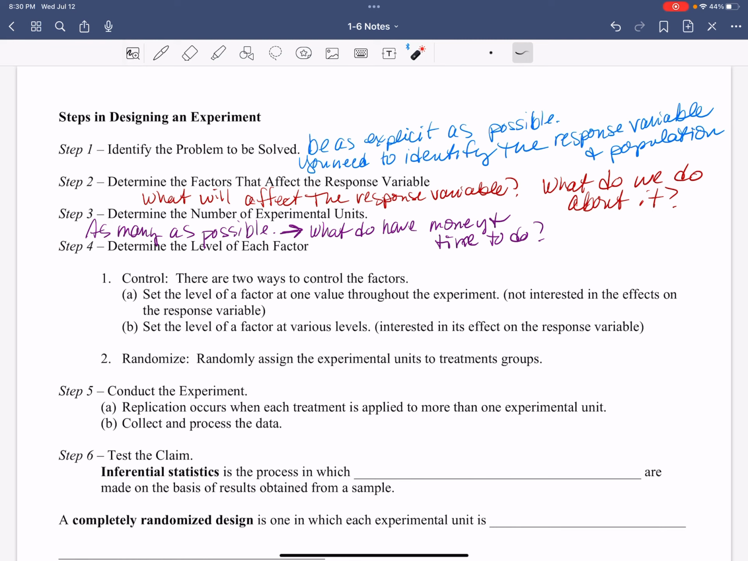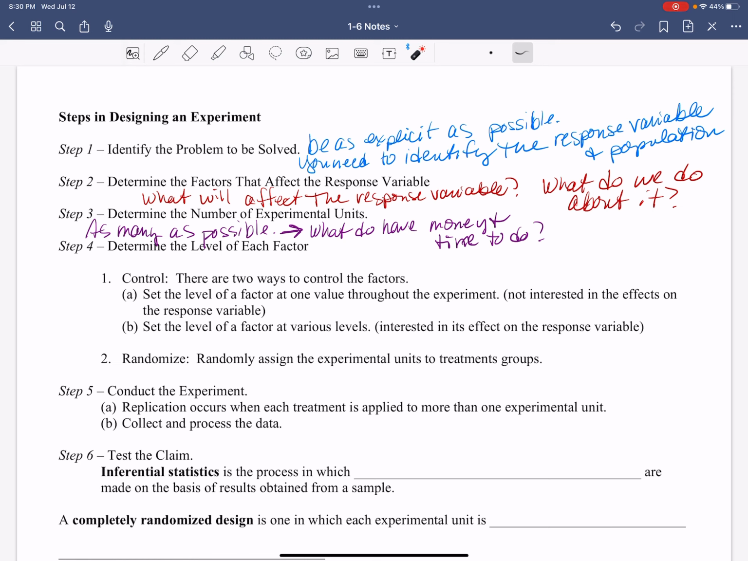And then step five is conduct the experiment. Actually do everything that it took you four steps to get together. Now we're going to pull it off. We're going to conduct that experiment. Replication occurs when each treatment is applied to more than one experimental unit, right? Collect and process the data. That's doing the experiment. It's a little shorty thing that we're saying, but it's a big deal, all right? Whenever you're working through this. So if you have more than one experimental unit, then you have to make sure that you're doing the same thing to each unit. That's what that part is saying.